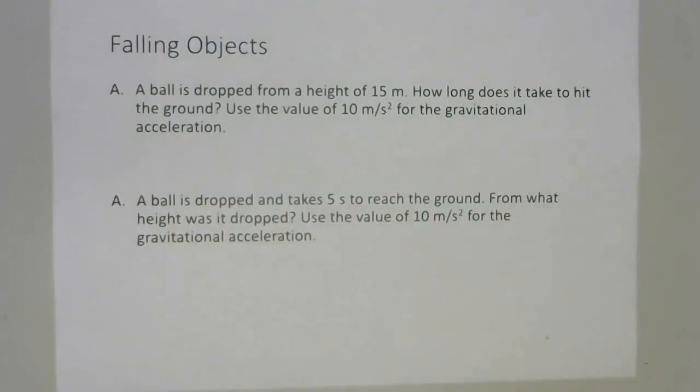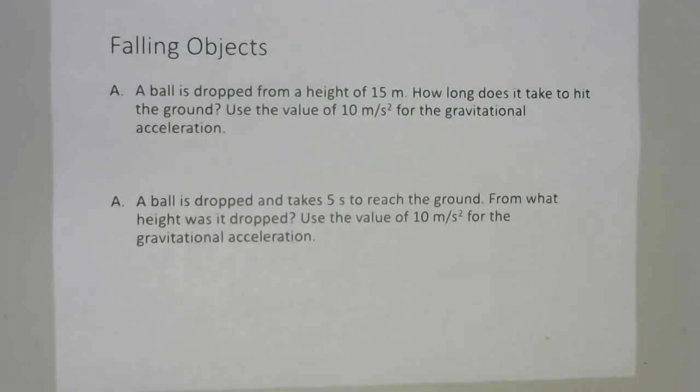All right, this is a brief tutorial on falling objects. We're going to focus on ones that are dropped and not thrown in this presentation. So we've essentially got two problems here. In this case, the ball is dropped from a height of 15 meters. How long does it take to hit the ground? We're going to use the gravitational acceleration of 10 meters per second squared for both of these problems.